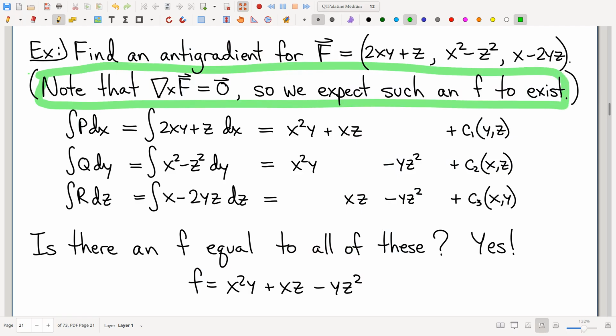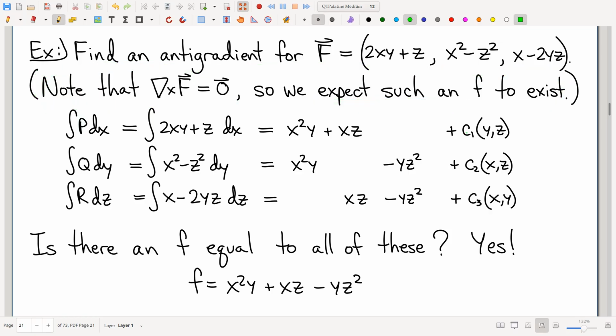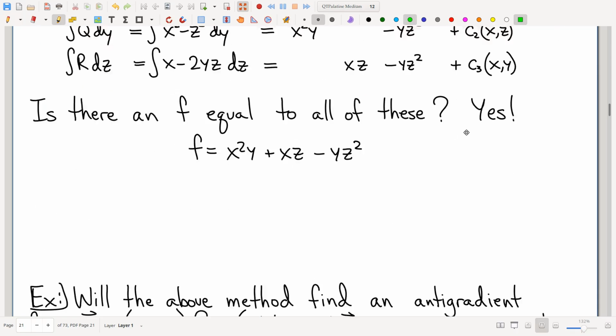Okay. So now we knew we were going to win that game. We knew there was an anti-gradient because you can take this function and compute the curl, a little bit of algebra, no big deal. You get 0. You know there's an anti-gradient. This game is rigged for us to win. What's it look like when we can't win the game? What's it look like when there is no anti-gradient?